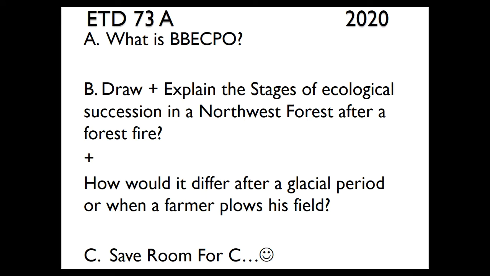Now, key things, of course, dig out your ETD. Here's what you're going to write down. What is BABEKBO? And then draw and explain the stages of ecological succession in a northwest forest after a forest fire. And then explain how that would be different if a glacial period or a farmer came along and plowed that field. I'll give you a second to write it down. Now we're going to start it.